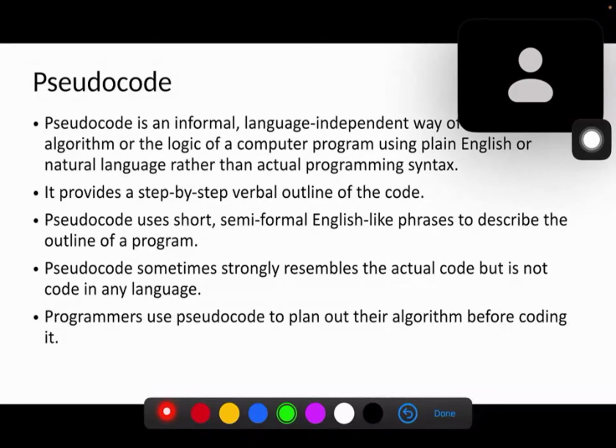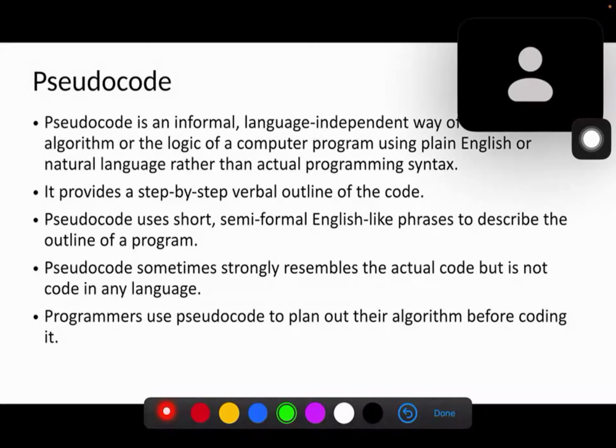Now, pseudocode is a form of informal, language-independent way of representing an algorithm or the logic of a computer program. By language, we mean programming language independent. So if you want to write the logic of a computer program in English, we normally would write it using pseudocode.